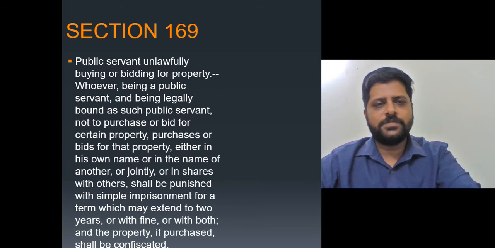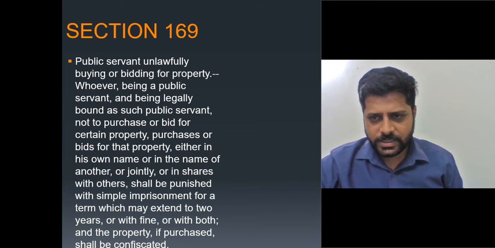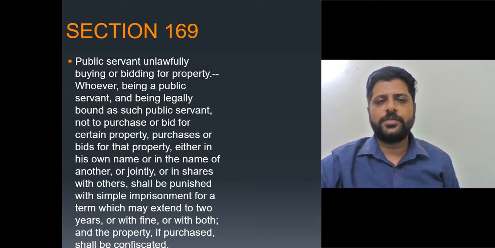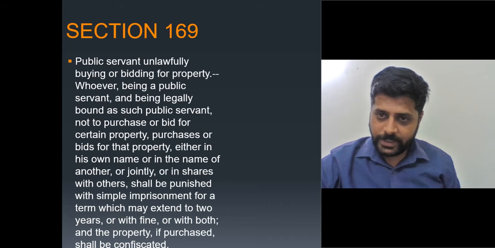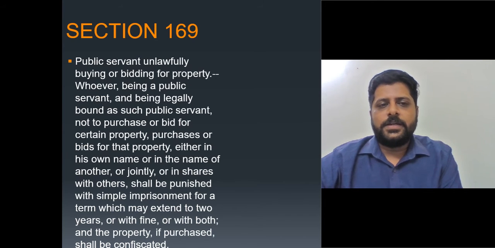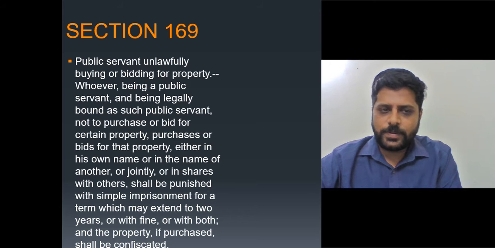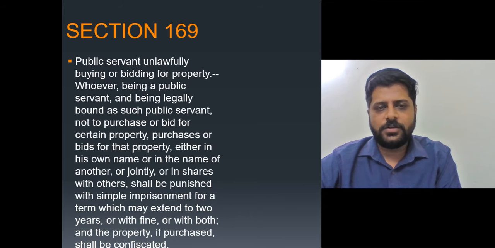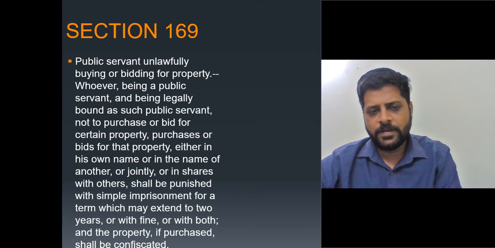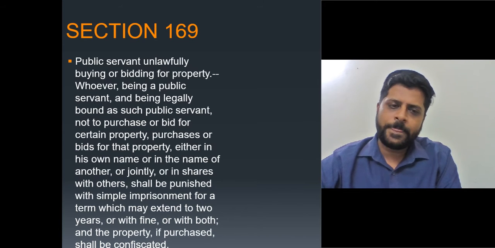Now moving further, section 169. Section 169 talks about a public servant unlawfully buying or bidding for property. If a public servant, being legally bound as such public servant not to purchase or bid for a certain property, purchases or bids for that property either in his own name or in the name of another, or jointly or in shares with others, he shall be punished with simple imprisonment which may extend to 2 years.